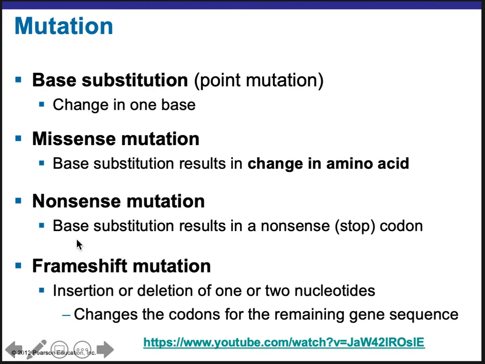Nonsense mutation is when the base substitution results not only in a change in the codon, but it's no longer changing it to a different amino acid, it's changing it to a nonsense codon, which would be a stop codon. And so then translation is going to stop at that point, and you won't get to make the rest of that sequence, and so you're not going to have a complete peptide, and it's not going to be made into anything, and so you will not have a functional protein.